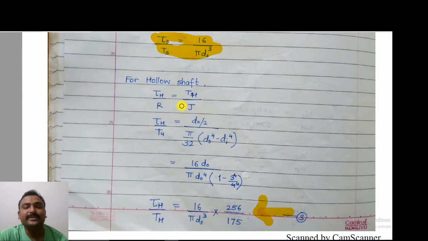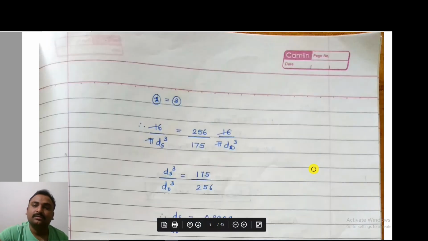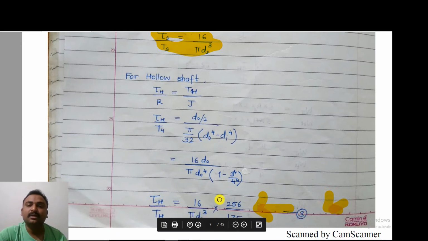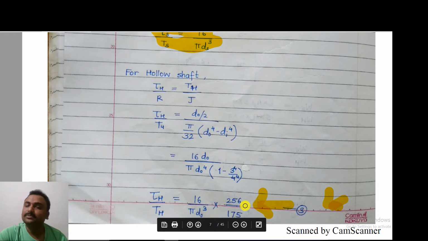Okay, tau by r is equal to T by J. So we have taken the same parameters for solid shaft and hollow shaft on the left side and other parameters on the right side. So tau s by Ts will get 16 by pi ds cube. Tau h by Th will get as this equation, third, 16 by pi do cube, 256 upon 175, by equating these two values.